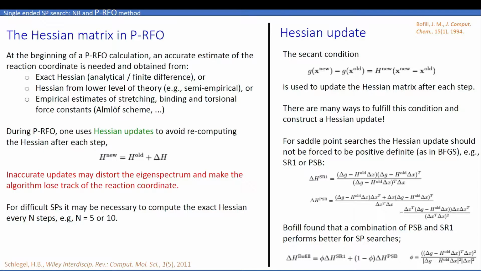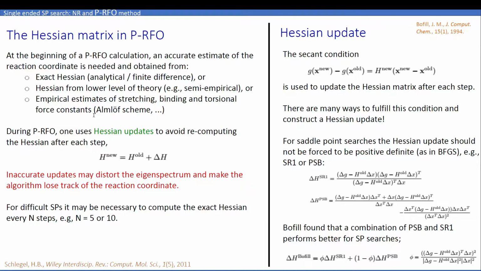However, as the computation of the Hessian matrix can be quite expensive and even computationally prohibitive for very large systems, the exact Hessian matrix is typically only computed at the first step in PRFO, or approximated by lower level of theory methods, such as semi-empirical methods, or by empirical estimates. During PRFO, one uses Hessian updates to avoid recomputing the Hessian after each step.